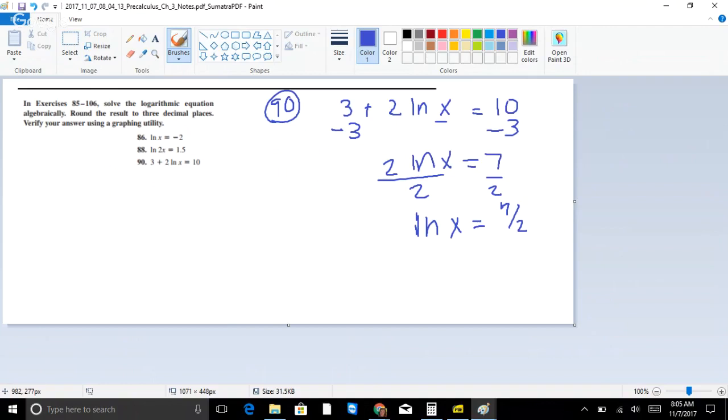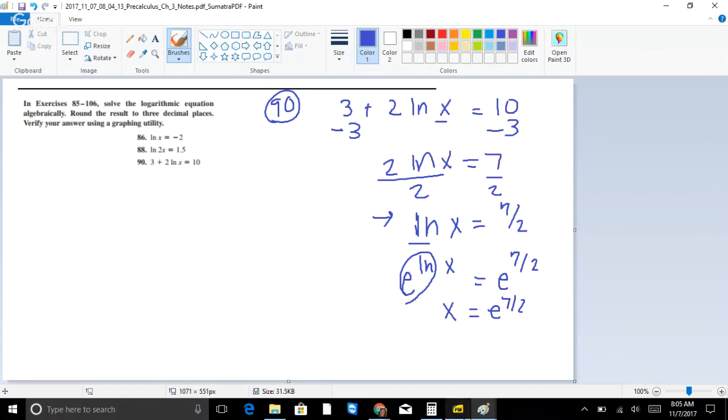Okay, so now I'm down to the basic form of my log, the same equation. I just used algebra to simplify it down. I don't think I can use my one-to-one properties, so what I'm going to do is change my logarithmic function to an exponential function. Since it's natural log, I'll say e to the natural log of x equals e to the 7 over 2 power. And because of the inverse property, this tells me x equals e to the 7 over 2 power.